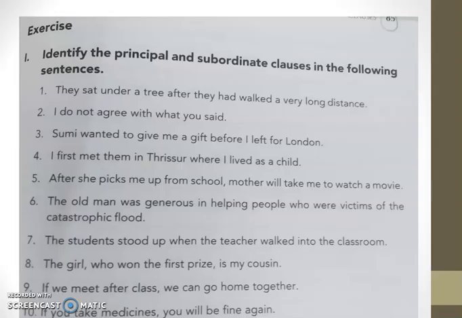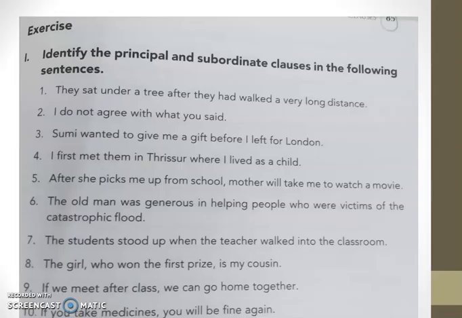Coming to the sixth question, the old man was generous in helping people who were victims of the catastrophic flood. It's a long sentence. Two parts are, the old man was generous in helping people. The second part is, who were victims of the catastrophic flood. So the independent clause is, the old man was generous in helping people. And the dependent clause or the subordinate clause is, who were victims of the catastrophic flood.